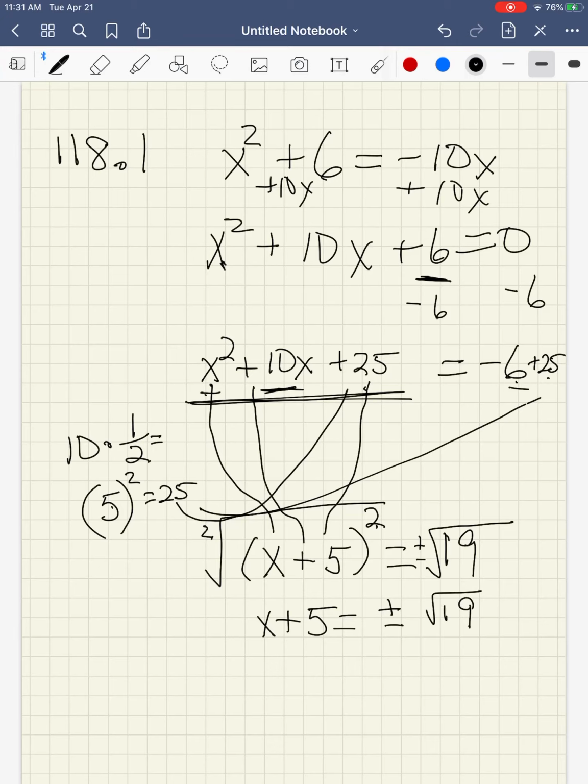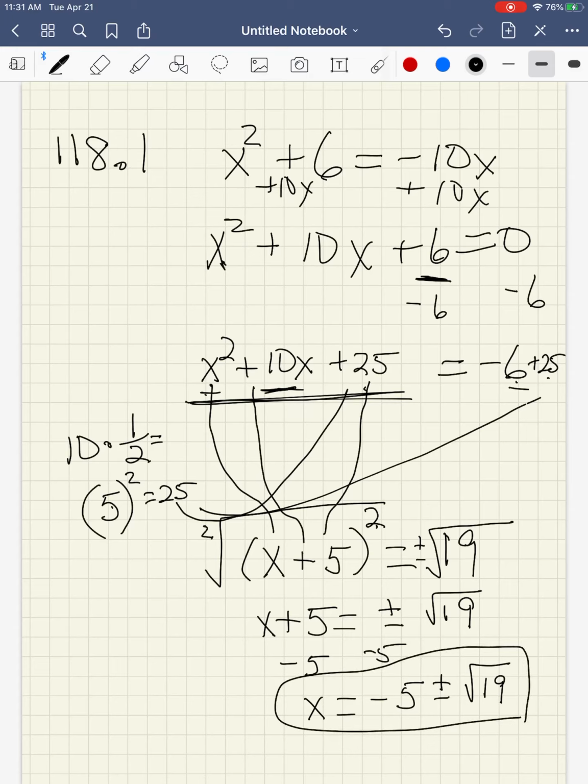And then the last step is to go ahead and solve for x. So to solve for x means we need to get rid of this plus 5, which means we subtract 5 from both sides. And we'll get x equals -5 plus or minus the square root of 19. And that's the answer. So that's two values. That's -5 plus the square root of 19 and -5 minus the square root of 19. Because remember, in the factoring problems, we would get two parentheses, which would each give us an answer, which would give us two answers for a quadratic.